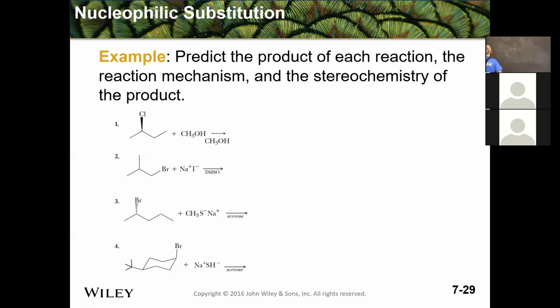All right, so iodide is going to come in from the back side, and at the same time, it will kick out the bromide. And so our product here will be the iodoalkane. I'm going to go ahead and erase this. All right, the next one.